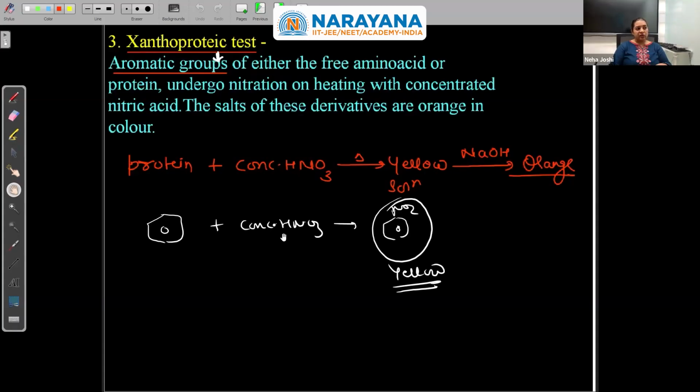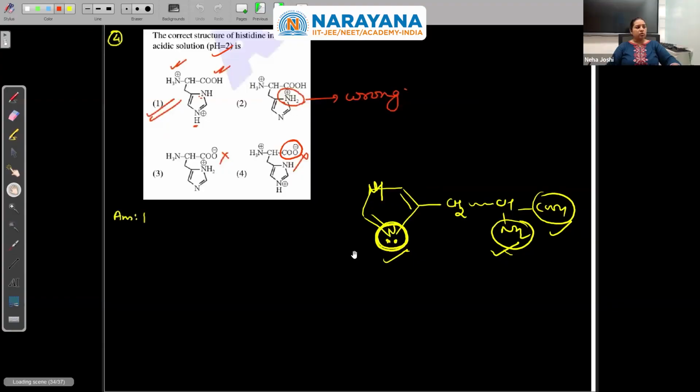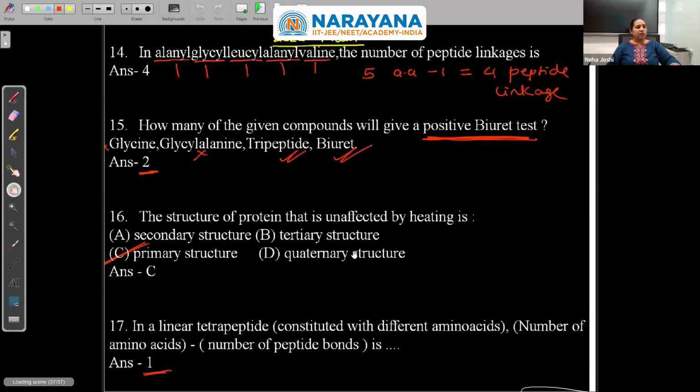See, first we get nitration. So you get nitro on the ring. That is a yellow solution. When we add NaOH, then some salt is formed which is orange in color. So by that we confirm the xanthoproteic test. Okay. Wait, Sanjay. Let me complete, then you can ask. And then here I have added some PYQs. If you want to do it, you can do it.